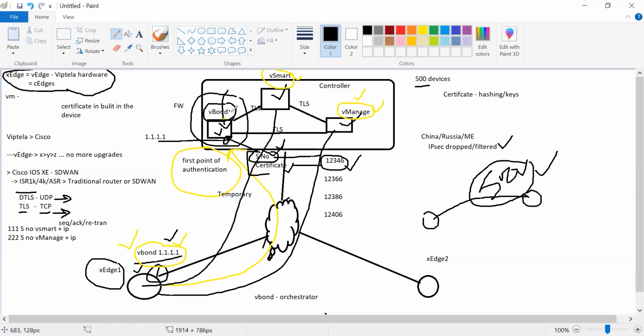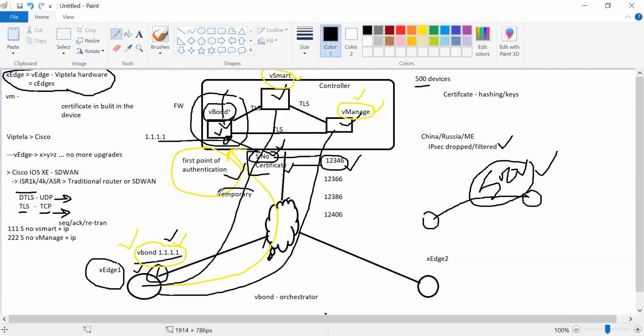Now, vBond has shared the details of vSmart and vManage to xEdge. xEdge would now initiate a tunnel to vSmart and vManage. Again, their certificates would be exchanged for the purpose of security. If their certificates are exchanged and authenticated, then a secure tunnel would be established between vSmart and xEdge, and vManage and xEdge. Now, the tunnel to vBond would be terminated.